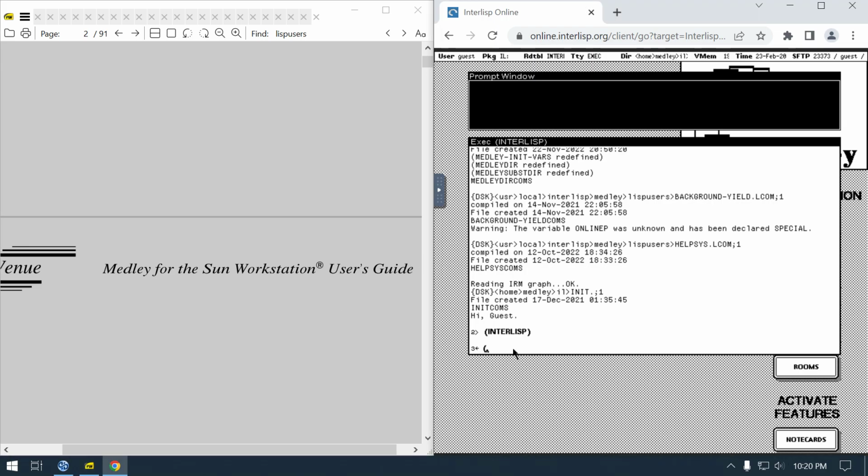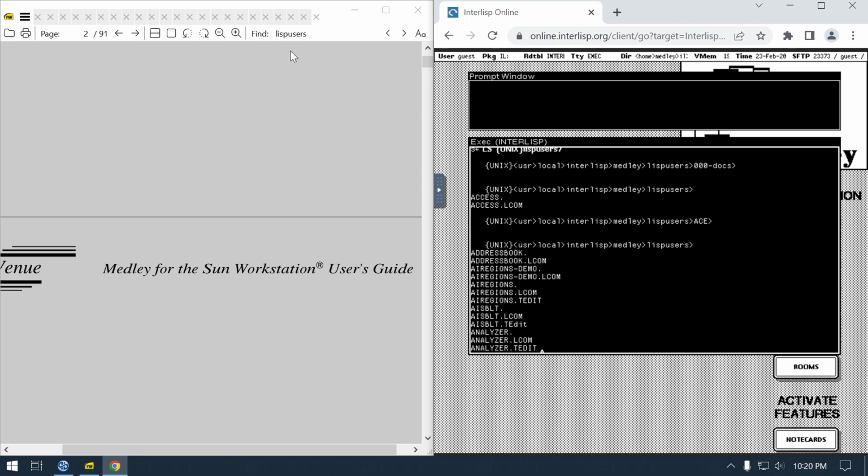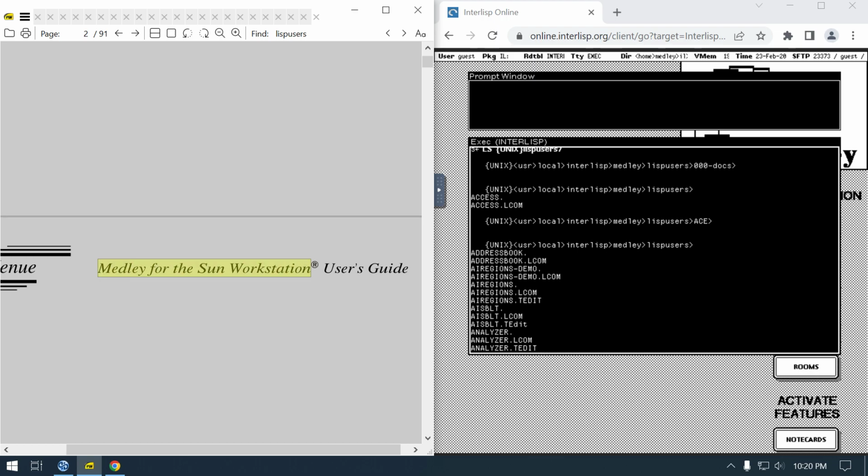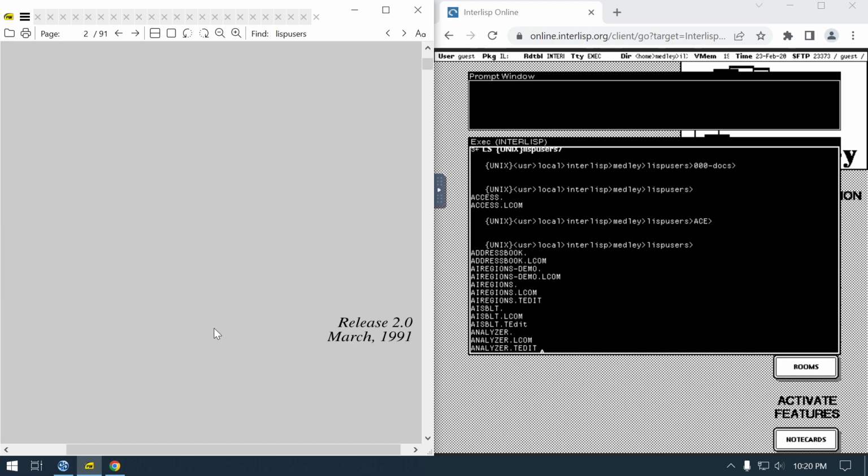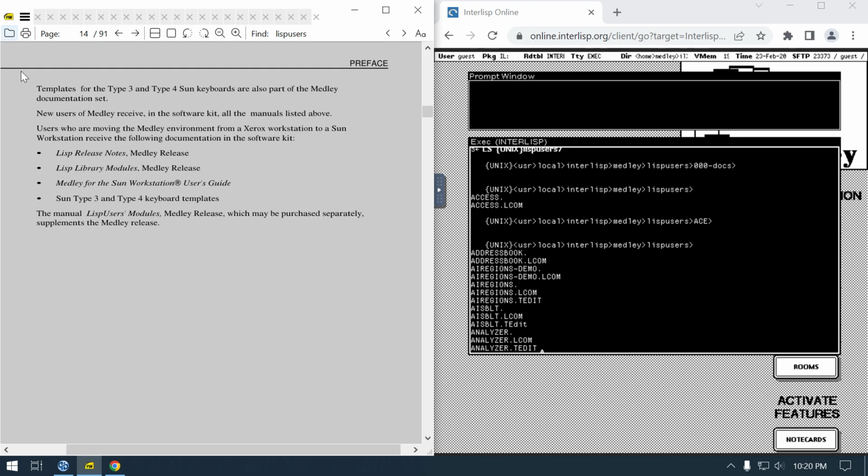I don't remember in the video, but I'm pretty sure when I started doing this right here, there was a Lisp users folder, and I was talking about this right here. What happened was I had been up so many hours, reading many documents, and one of them I came across was this one, the Medley for Sun workstation, and it's talking about being on Sun OS and all that stuff. I don't even know what I really wanted to talk about there.